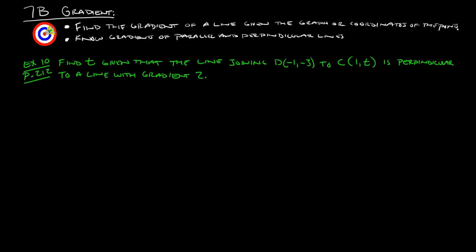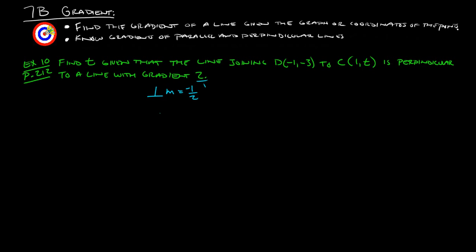Find t, given that the line joining D to C is perpendicular to a line with gradient 2. So again, if it's perpendicular and the slope is 2, our perpendicular slope is going to be, take 2 over 1 and we have to flip that over. So it's 1/2, and now it's negative. And then it's exactly like what we just did on the previous example. So if that last one made perfect sense, then feel free to skip forward to the last example.